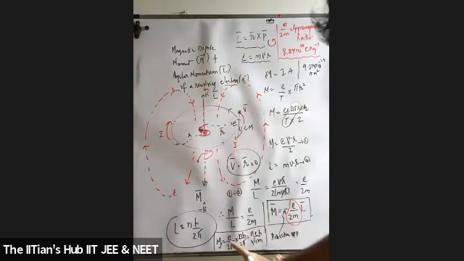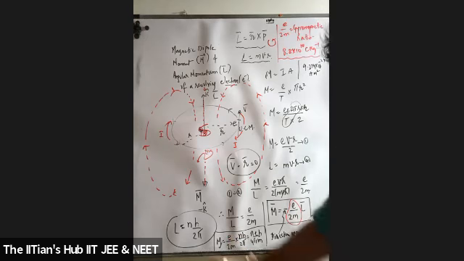Students, क्या ये clear हुआ? Everyone? Students, is it clear? Yes. L is equal to nh upon 2 pi. Simply substitute it. What do you call this? This is called Bohr's magneton, and the formula is n e h upon 4 pi m, denoted mu B.